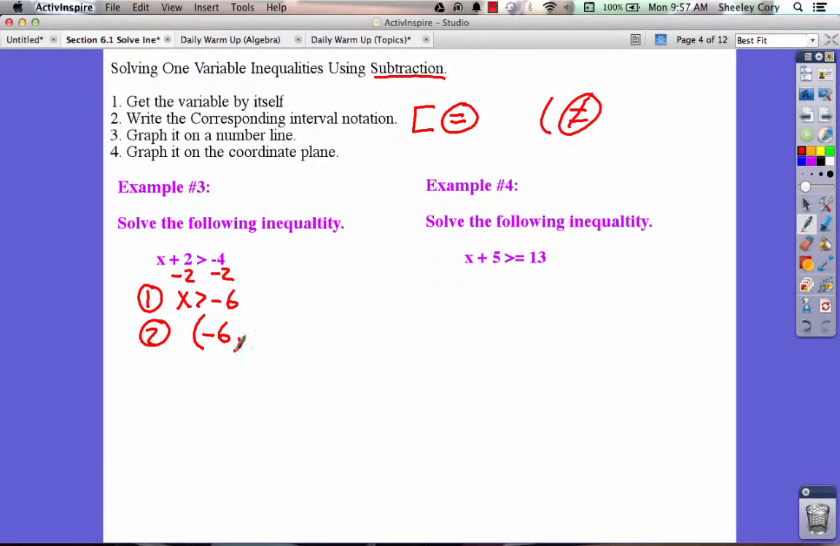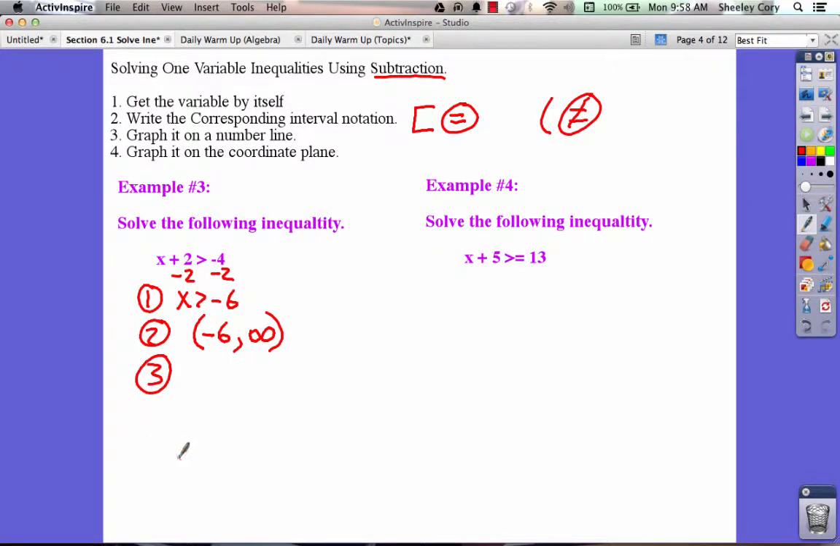Negative 6 to, well, if I'm greater than, I'm going like negative 5, negative 4, maybe 100, a million, so on and so forth till I get to an infinite amount of numbers. And because you can never reach infinity, use a parenthesis there as well.